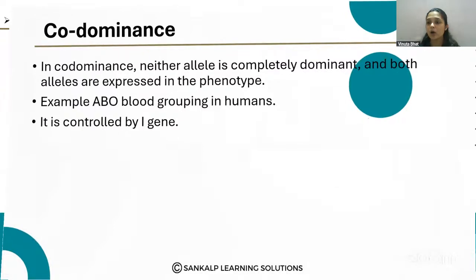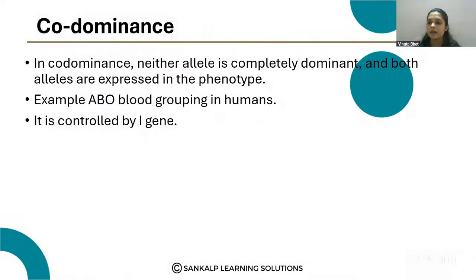So just recall Mendel's law. Incomplete dominance is where the red color flower is not able to dominate over the white color flower. Codominance means both are expressed. Here both characters are expressed. For example, ABO blood grouping in human beings.